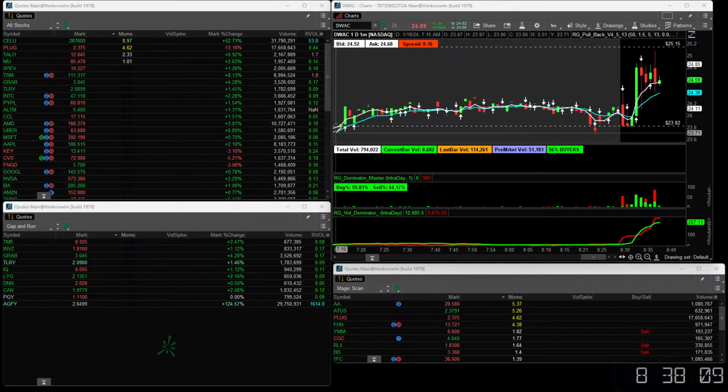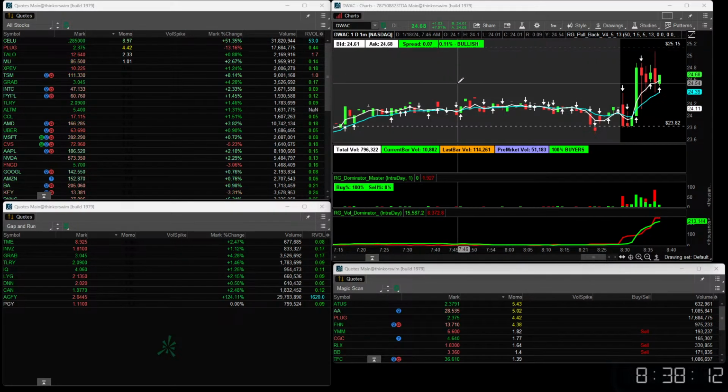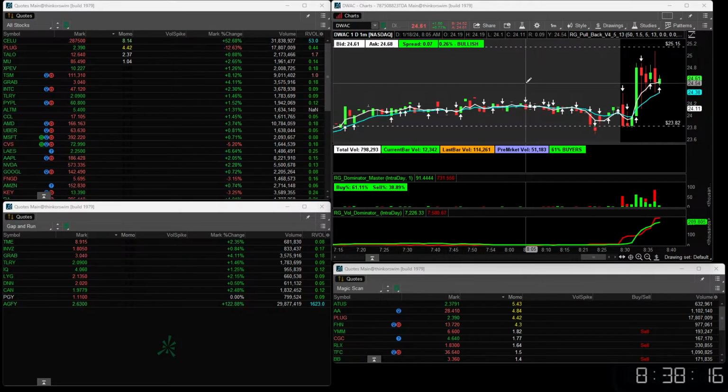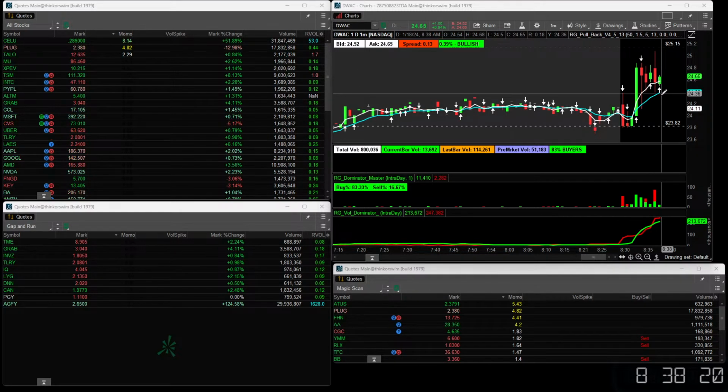DWAC, the spreads are ridiculous again today on it. I can see a red or orange emblem up there. They jack it up every time it pulls back so that you don't play the dips.